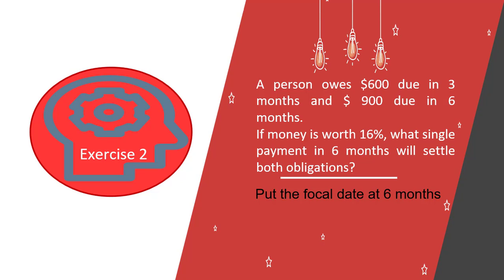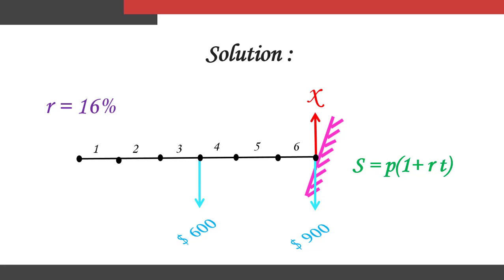Exercise 2. A person owes $600 due in 3 months and $900 due in 6 months. If money is worth 16%, a single payment in 6 months will settle both obligations. What's the focal date at 6 months? A very effective way to solve many problems in mathematics of finance is to make a time diagram. If you draw a good time diagram, the equations of value will practically write itself.